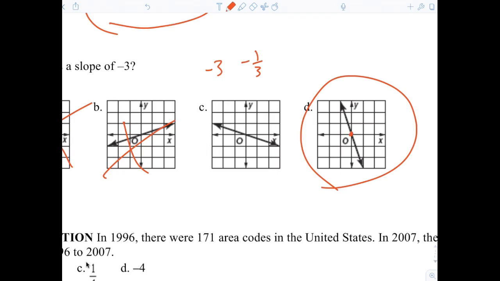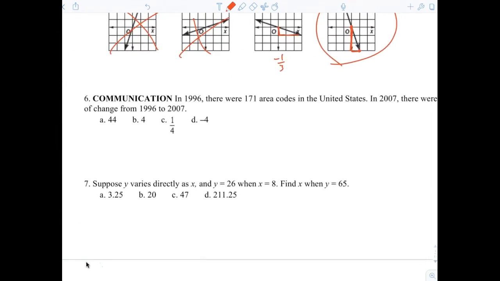So here's a point, and here's a point. Down 3 over 1. That slope is -3. On this one, I went down 1 and over 3, so that's -1/3. Is everybody happy with that? So we were correct. D. Does everybody agree? All right, let's move on.